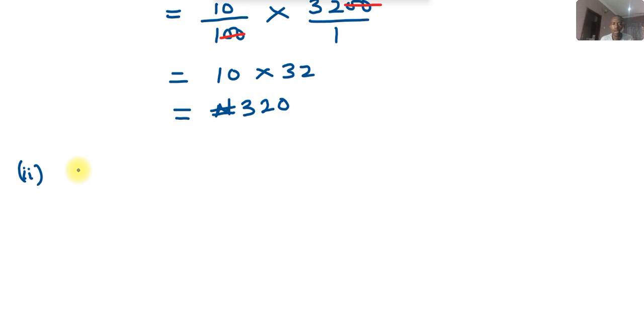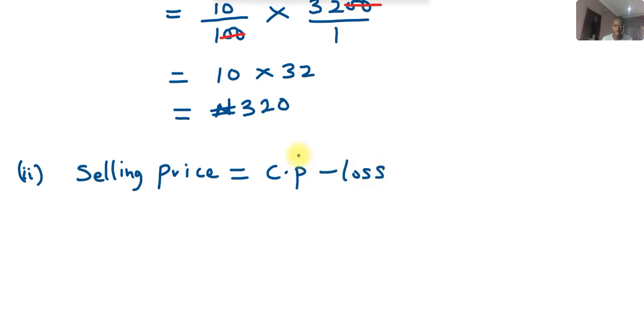Alright, so the selling price in this case will be the cost price minus the loss. That is, for you to make a loss, you are going to sell below the cost price. You are not going to sell above the cost price. Making a loss means you are selling below. So the selling price will be lower than the cost price. That is when a loss is obtained.